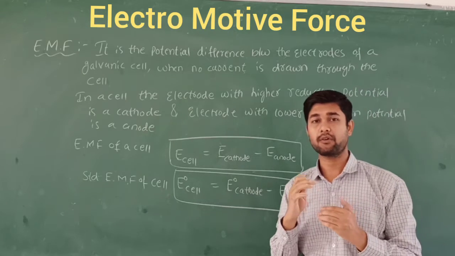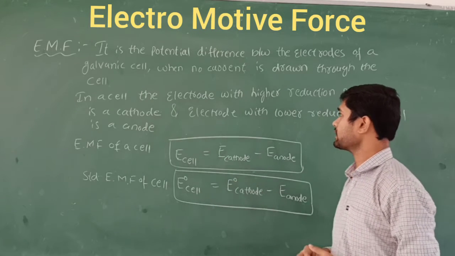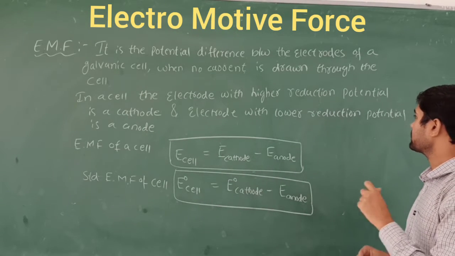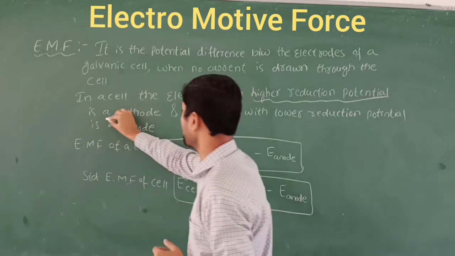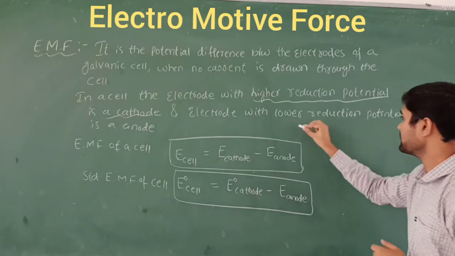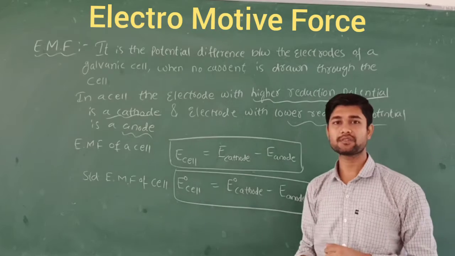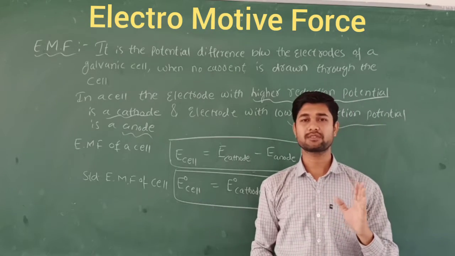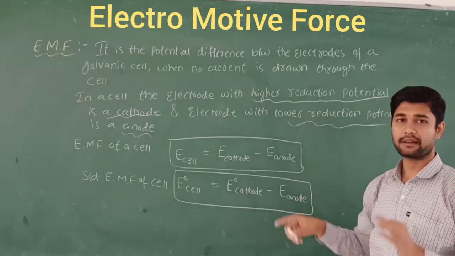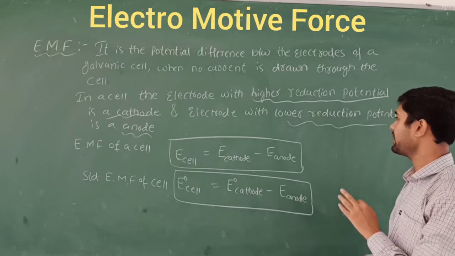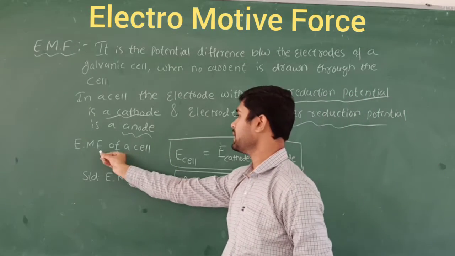Let us discuss further the values of those electrodes. In a cell, the electrode with the higher reduction potential is the cathode. It is very important: higher reduction potential is always the cathode, and the electrode with the lower reduction potential is the anode. Why? Because the flow of electrons will always be from anode to cathode. That is, in a cell, the electrode with higher reduction potential is the cathode, and the lower reduction potential is the anode.